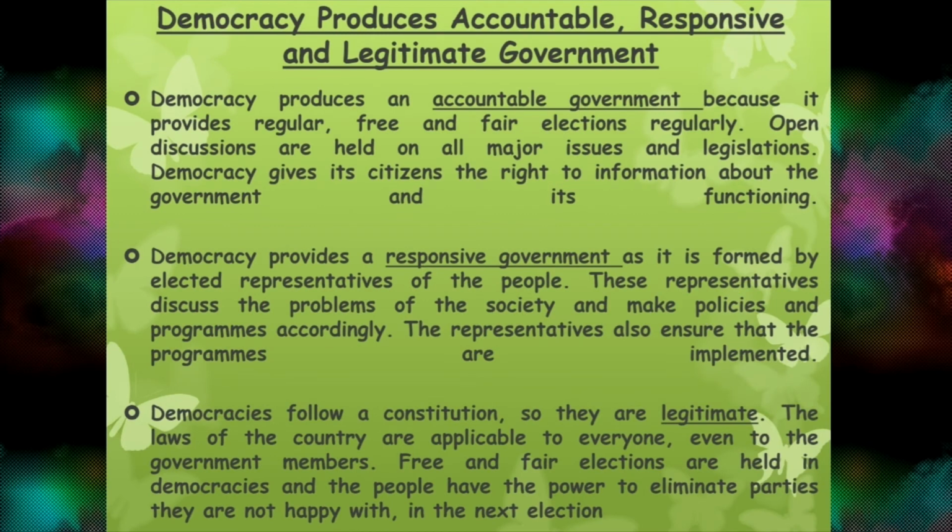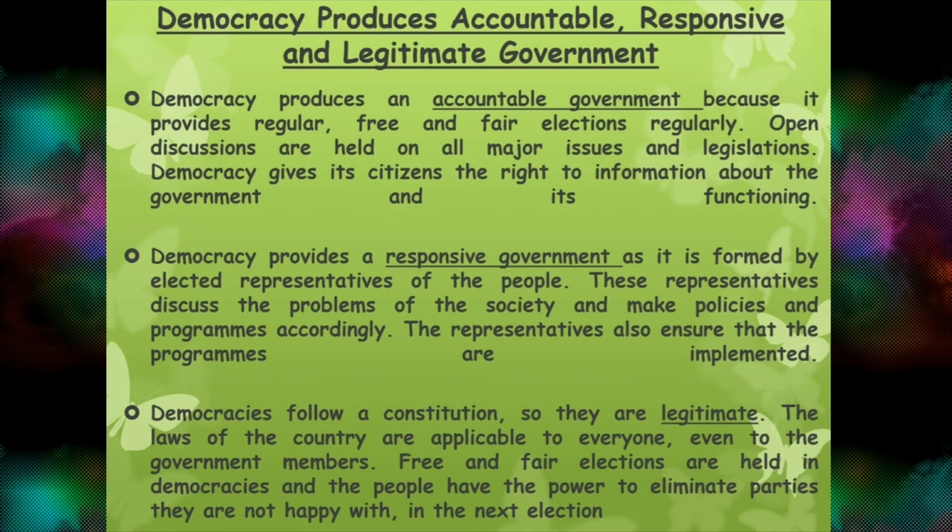Next subheading would be the most important 5-mark question for board examination. Democracy produces accountable, responsive, and legitimate government. To begin with, democracy produces an accountable government because it produces regular, free and fair elections regularly. Accountable is nothing but just answerable, right?